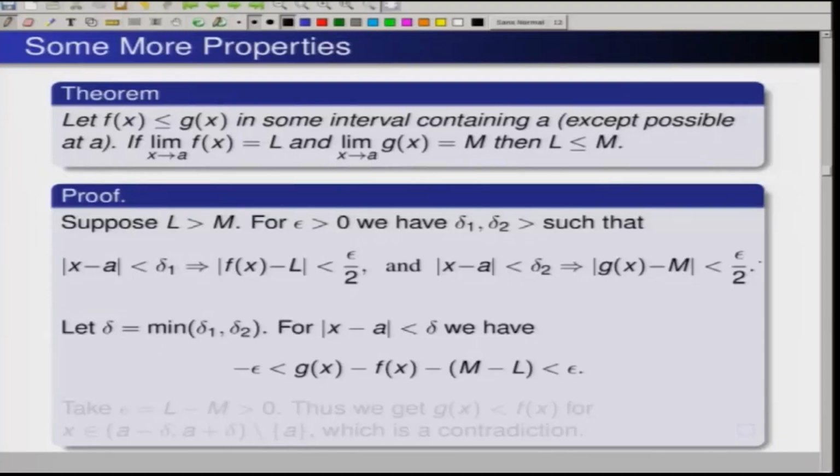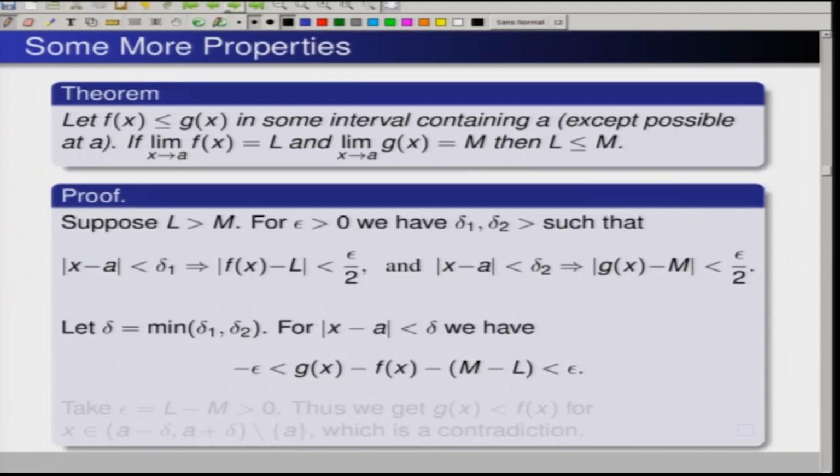Therefore, g of x minus f of x minus (m minus L), if I subtract this, is going to be less than epsilon by 2 plus epsilon by 2, which is epsilon, since g of x minus m is less than epsilon by 2 and f of x minus L is greater than minus epsilon by 2. Similarly, this is going to be bigger than minus epsilon. So, that is what the proof is, for mod x minus a less than delta.